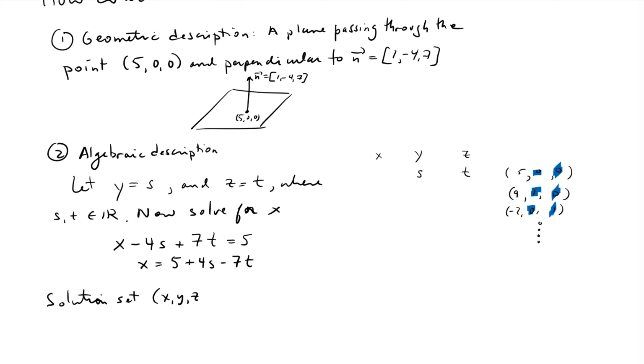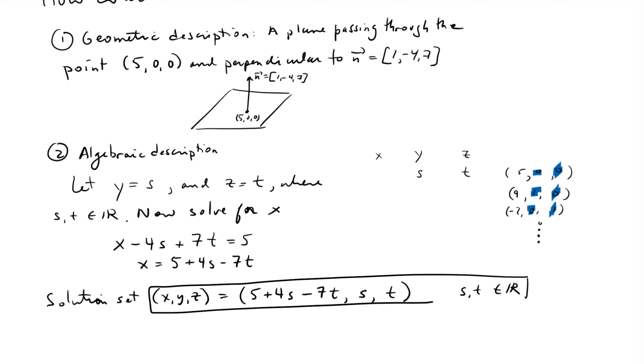So (x, y, z) is going to be of the form (5 plus 4s minus 7t, s, t). If I don't write it down, it's understood that s and t are real numbers. So this is the solution set. This is how we're going to write it algebraically. Essentially, you can recover infinitely many points by assigning, just like I did there, your favorite values to s and t.